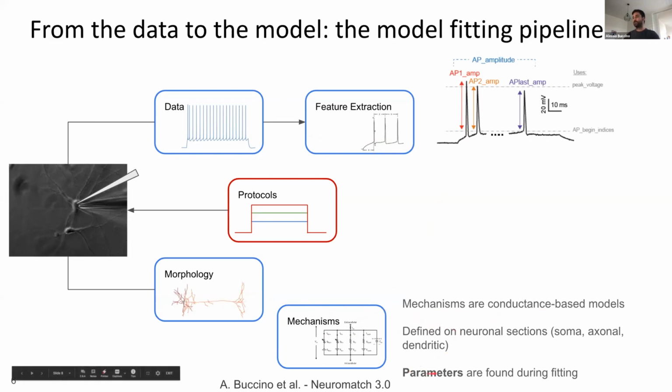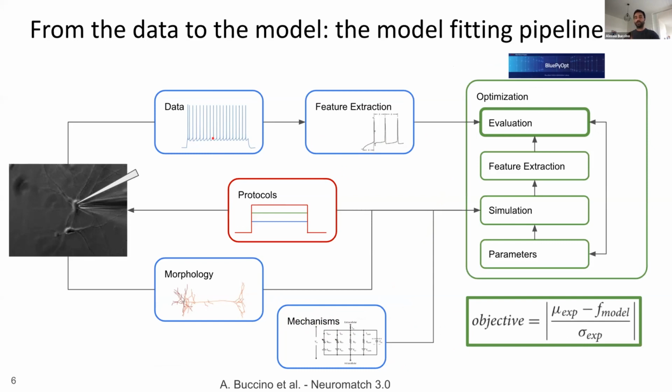Then the goal of this optimization process is to find the parameters of these mechanisms that can reproduce the data that we record. Then we put everything together and we apply the same protocols. We combine them with the morphology and the mechanism information to make a computer simulation of the neuron. And then from this simulation, we extract the same features that we extracted from the data.